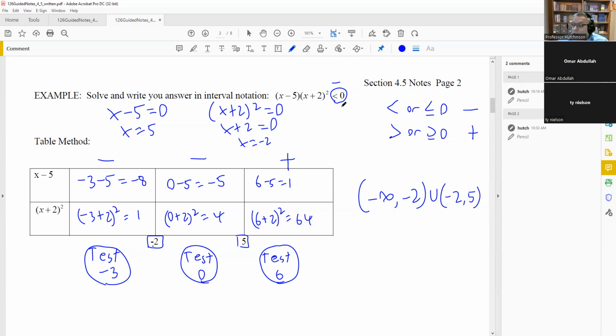So you have to pay attention to the inequality sign that's on your equation. If it was greater than 0 or something different, you'd have a different answer because you'd be looking at different regions that are on here. Okay.